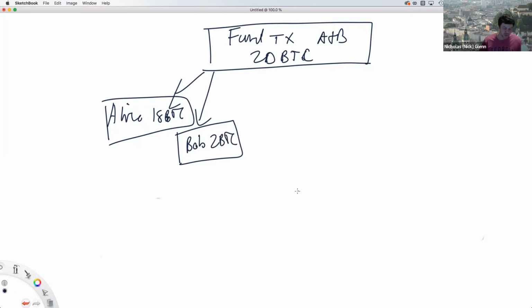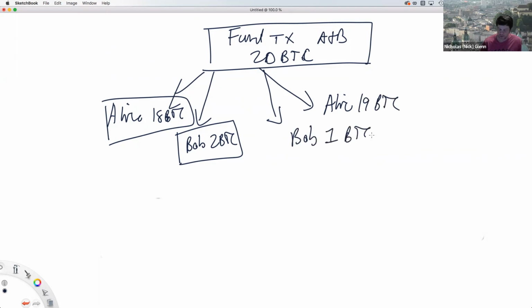But they want to do another transaction. Okay. Well, what's to keep them if they want to do this other transaction? All right. Here, Alice will get a Bitcoin back from Bob. So Bob would only get 1 Bitcoin sent to his address, and Alice will get 19. Well, what's to keep Bob from broadcasting this other one?